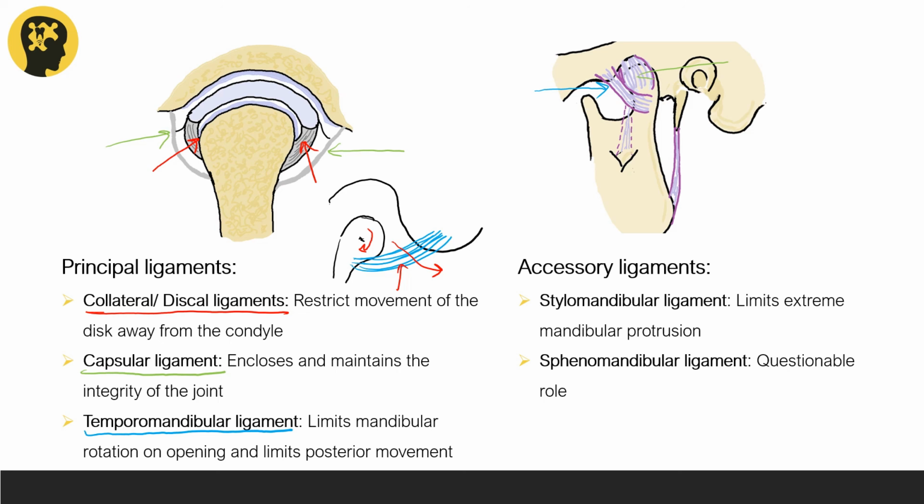We have two accessory ligaments, and they're called so because their role is not clearly defined. So it's the stylomandibular ligament and the sphenomandibular ligament. The stylomandibular ligament runs from the styloid process to the angle of the mandible on the posterior border, and it is said to limit extreme mandibular protrusion. Whereas the sphenomandibular ligament, which is over here, runs from the spine of the sphenoid to the lingula of the mandible on the medial surface, and it doesn't have a very clear role. So these are the accessory ligaments.